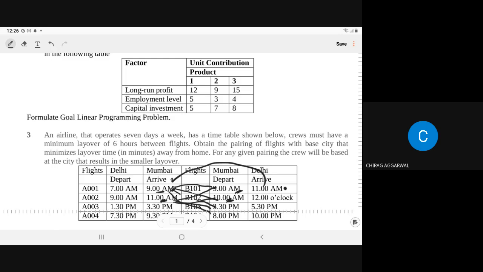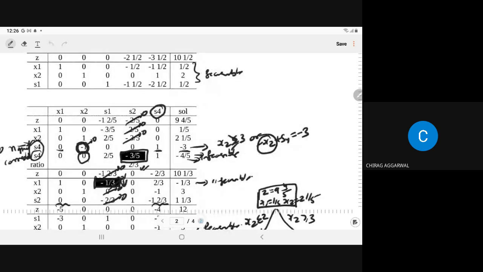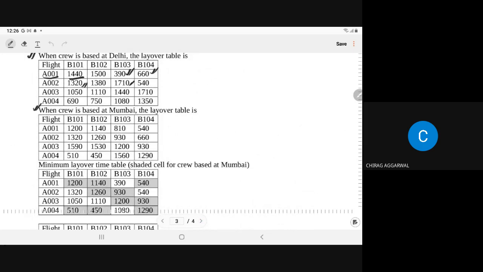22 hours. 11 a.m. and 9, no, 11 to 7, not 9. How much is 11 to 7? 11 to 7 means 20 hours, sir, 11 a.m. to 7 a.m. of the next day, so 20 hours. So 20 hours into 60, it is 1200.